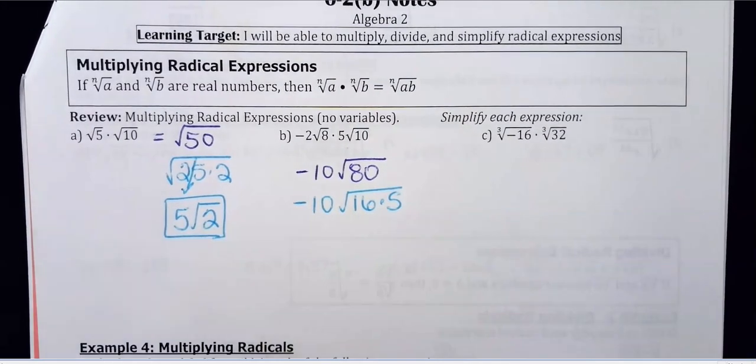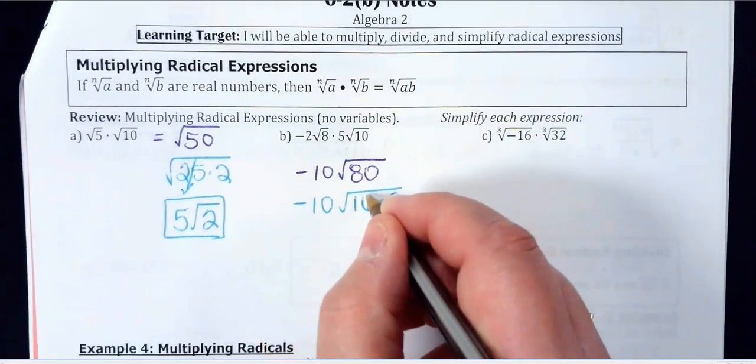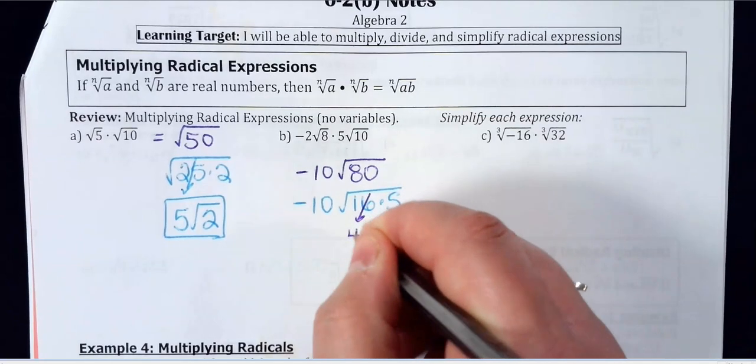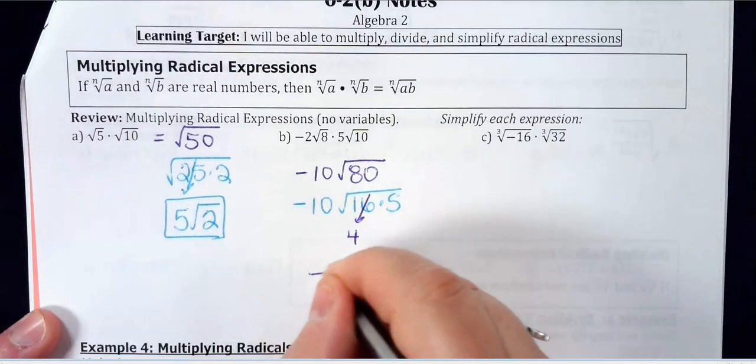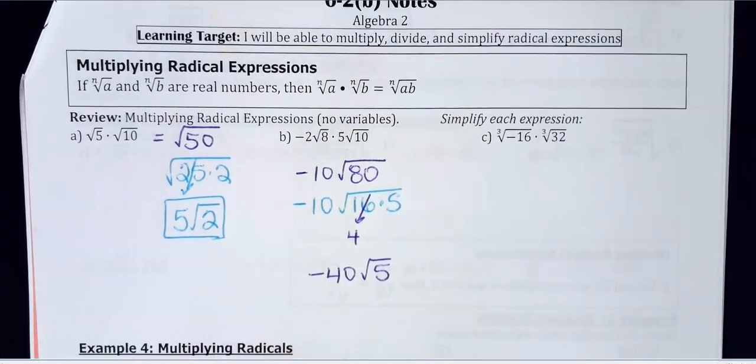Okay, now here's another question we'll hopefully review from Algebra 1. I'm going to take the square root of 16 so I can remove that, right? That's a perfect square. That would allow me to take a 4 out in front. If I already have something in front, what do I do with those two numbers? Multiply. Okay, so negative 10 times 4, negative 40. And then the 5 was left under the square root.